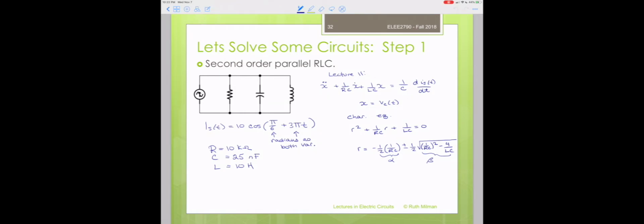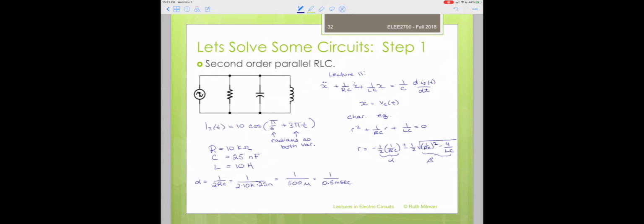So if we want to look at the envelope, we're going to look at alpha, and alpha is equal to 1 over 2RC, which is equal to 1 over 2 times 10K times 25 nano. That's equal to 1 over 250 times 2, or 500 microseconds. But of course, that's just equal to 1 over 0.5 milliseconds. So we know that our system is going to be fairly fast.